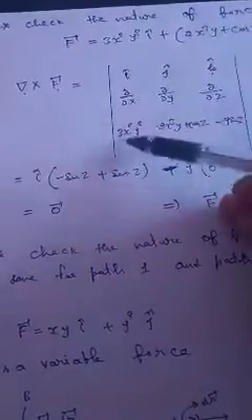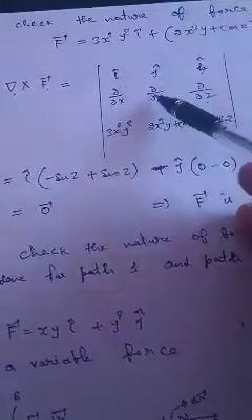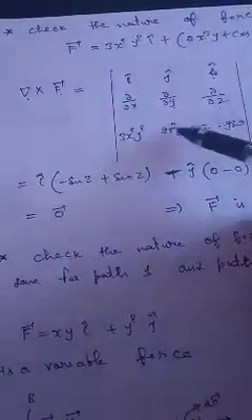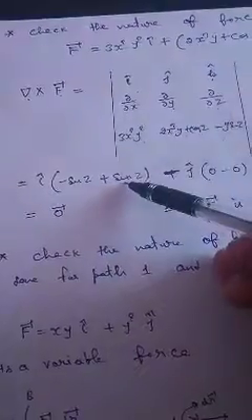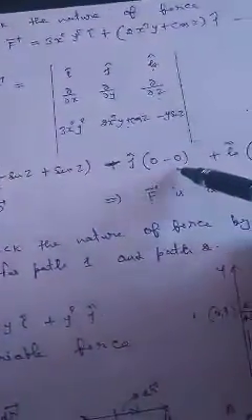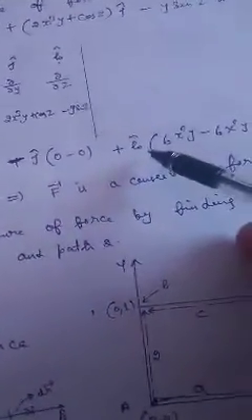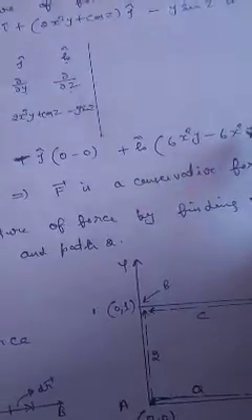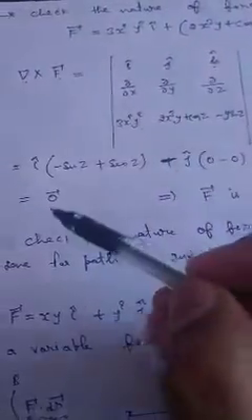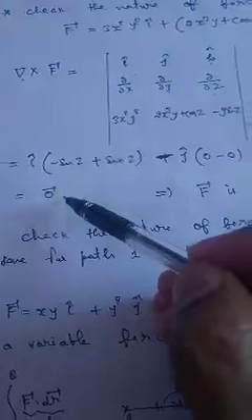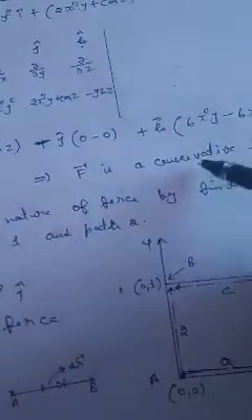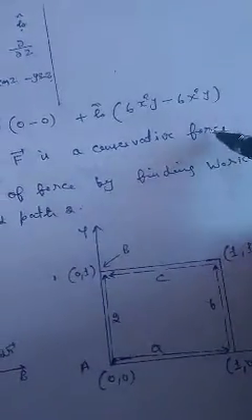Now if you evaluate this, you can see this will give minus sin z and this will give plus sin z, so it is 0. The second part is also giving 0 and the third part is giving 6x square y minus 6x square y, again 0. So this means del cross F is equal to 0. So what we can conclude here is that the force is a conservative force.